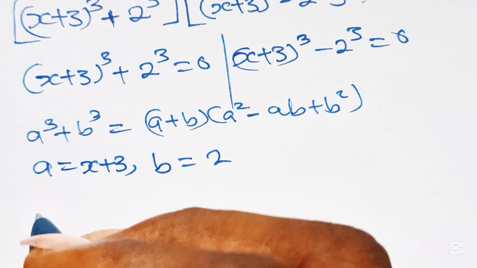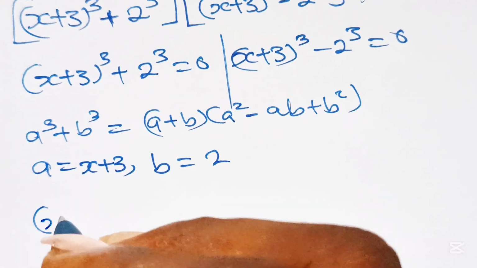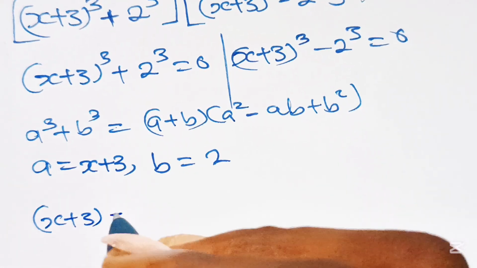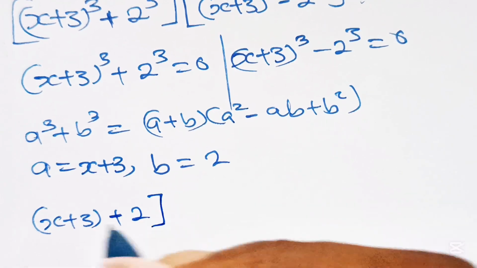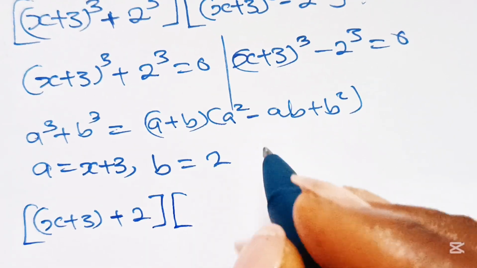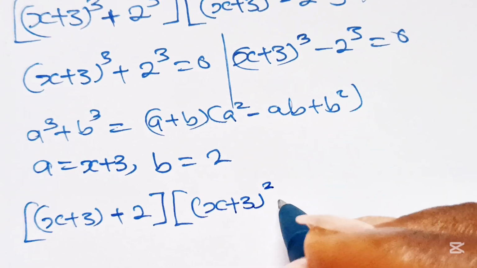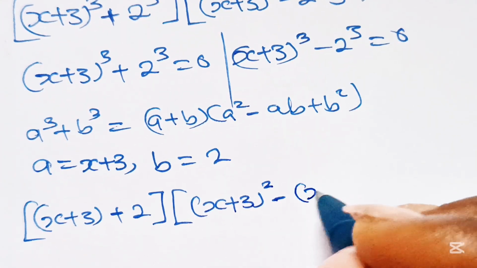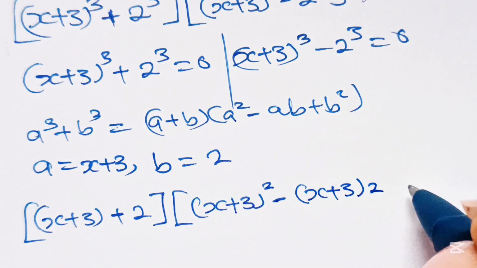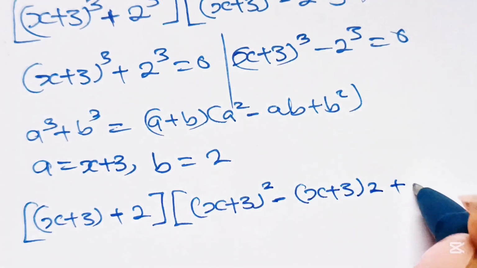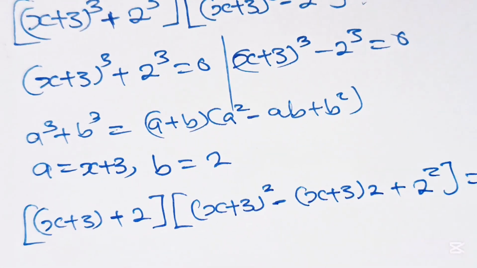So it's going to be a + b, right, which is equal to x + 3 + 2, multiplied by a², that is (x + 3)², minus ab, that is (x + 3) multiplied by 2, plus b², that is 2², is equal to 0.